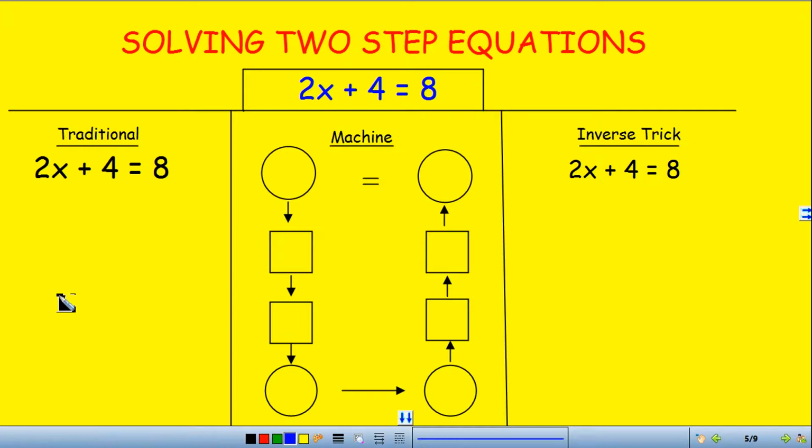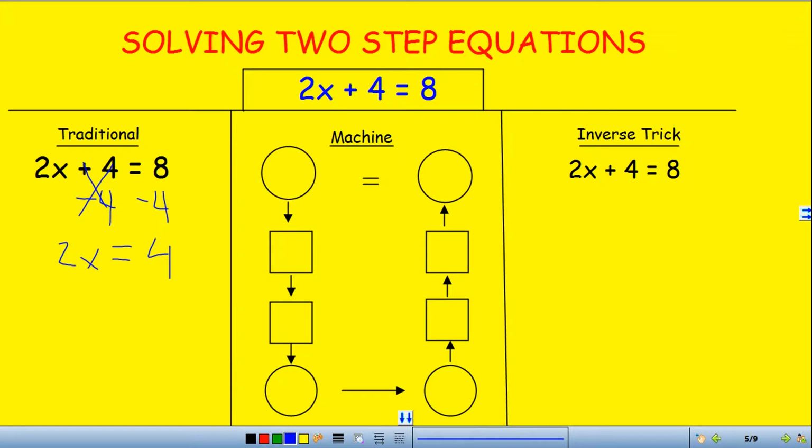So we'll start with 2x plus 4 equals 8. First of all, we have to do our inverse operation. We always start with, if you're adding or subtracting, that's where you begin. So since we're adding 4, we're going to subtract 4 first. And what we do to one side, you have to do to the other side. So this cancels out, and we're left with 2x equals 4, which is 8 minus 4.